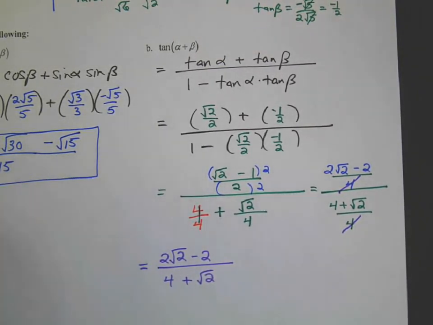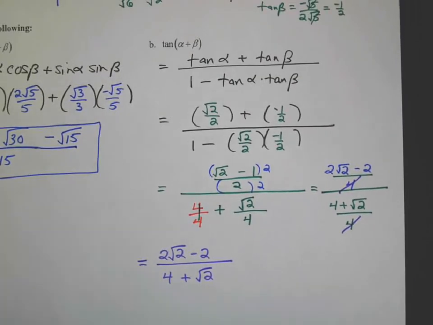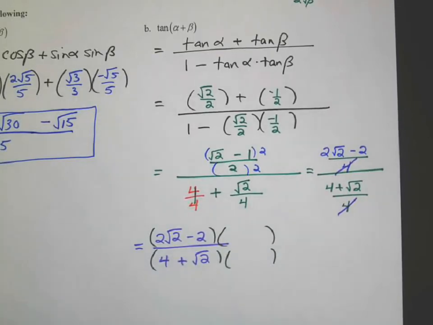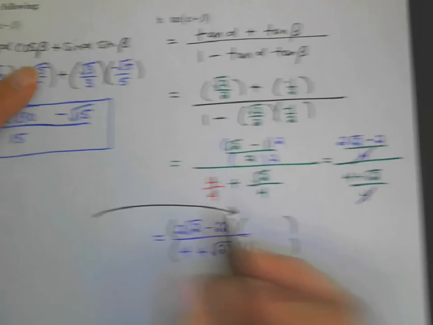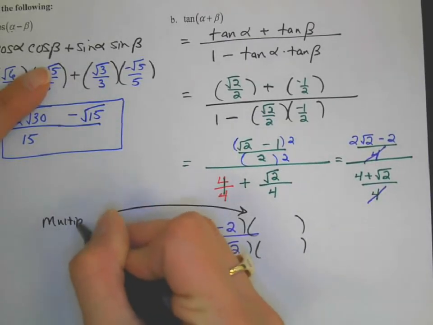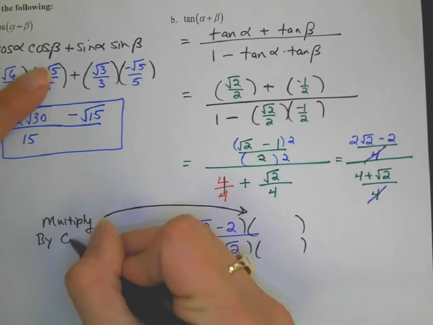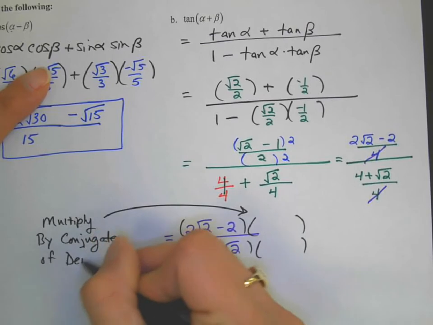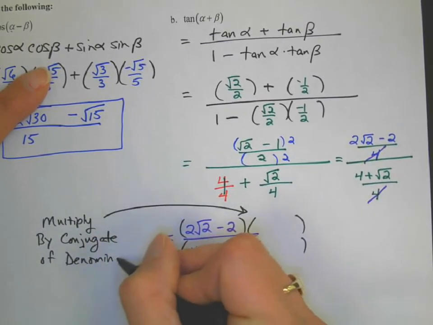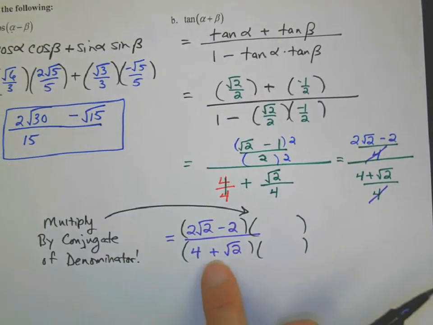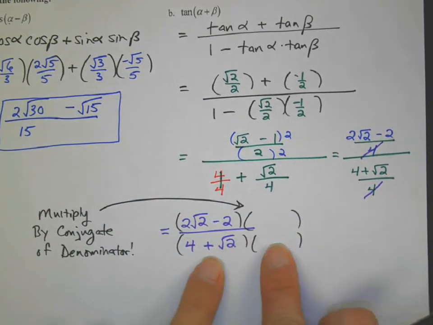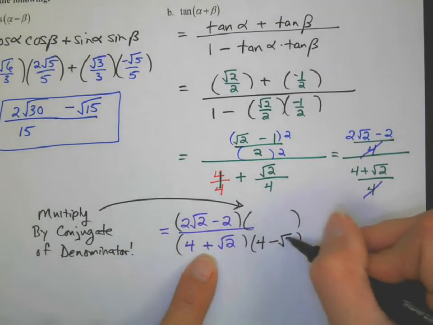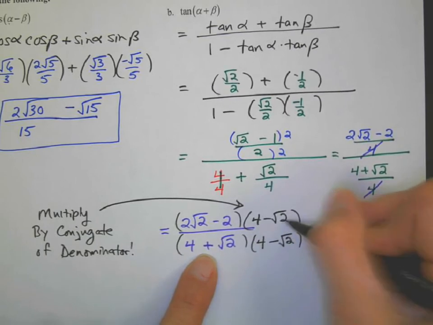No, we're not done. We can't leave this radical in the bottom. So what we're going to do is multiply top and bottom by that word you always forget. I'm going to write a note here. Multiply by the conjugate of the denominator. You want to eliminate the radical in the bottom, so here's the conjugate you're going to pick. So let's say 4 minus radical 2. Okay, 4 minus radical 2.